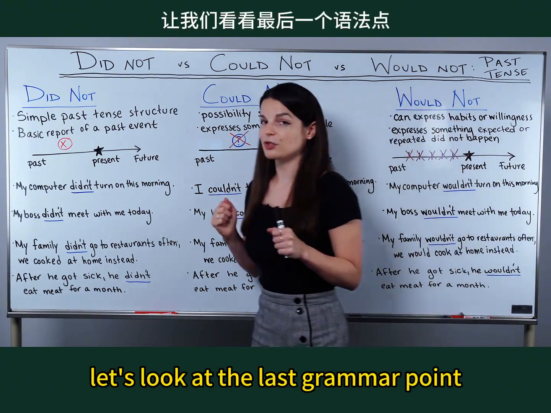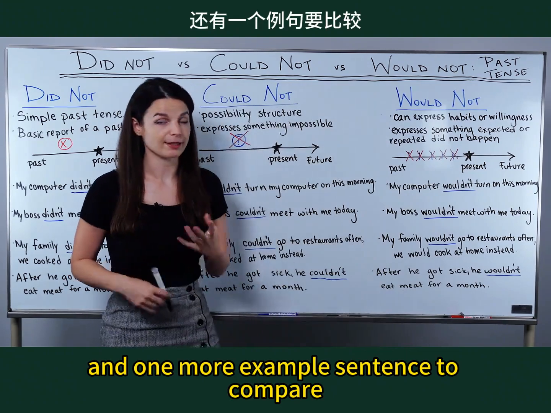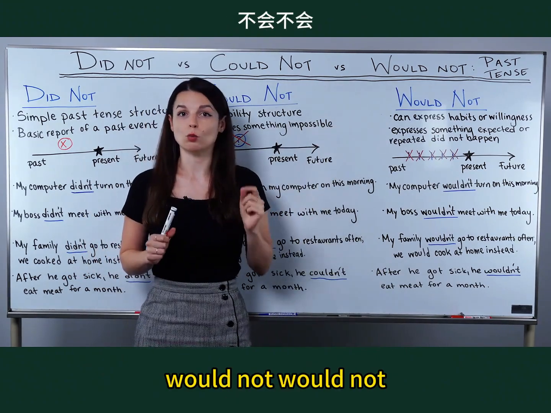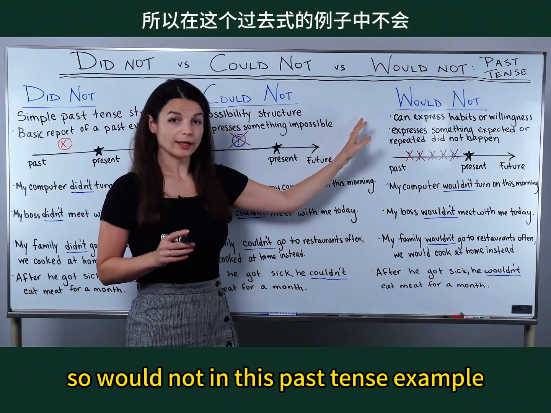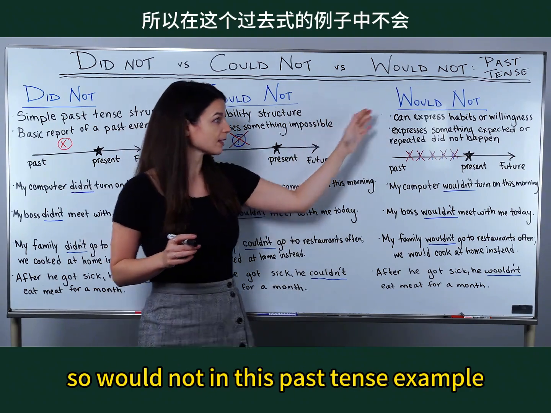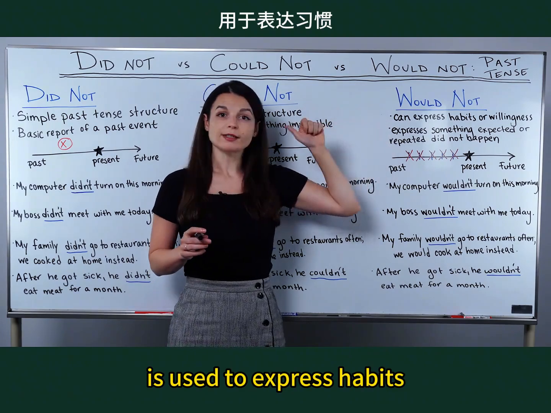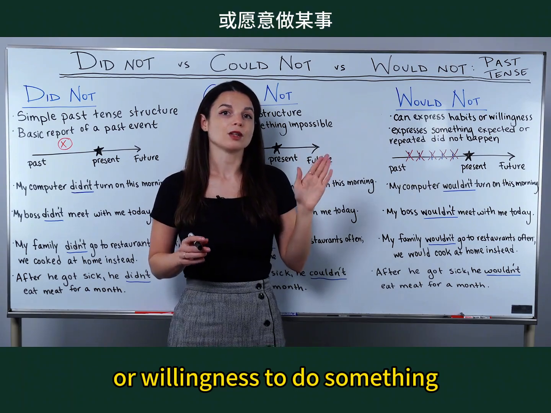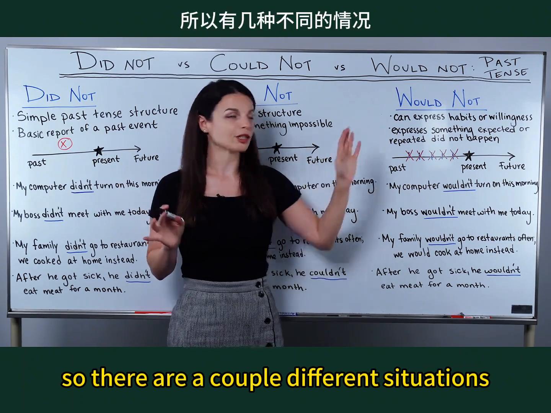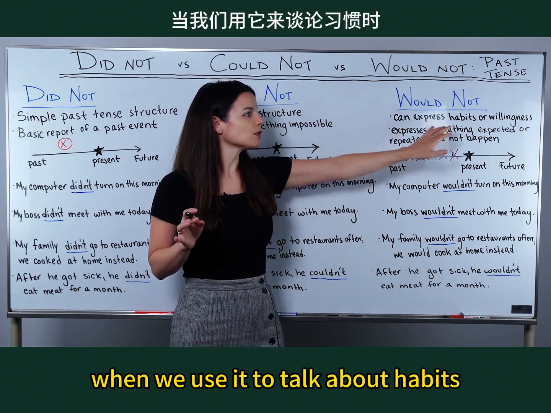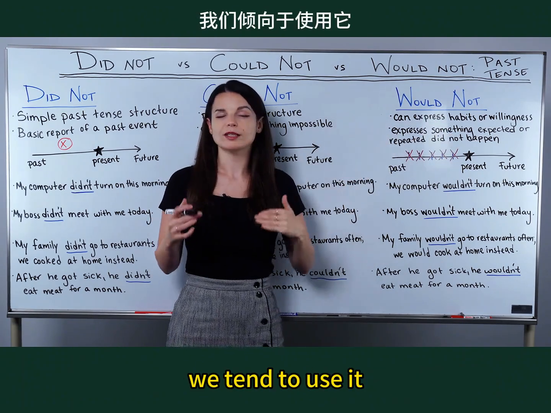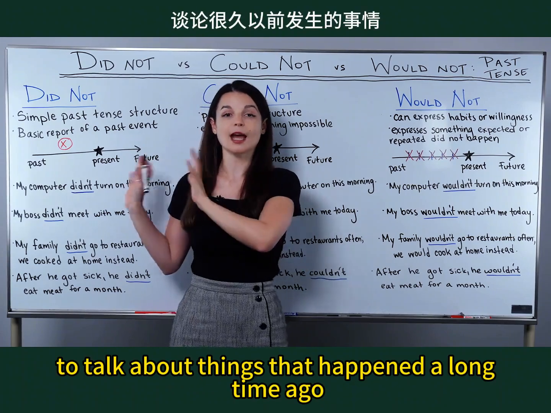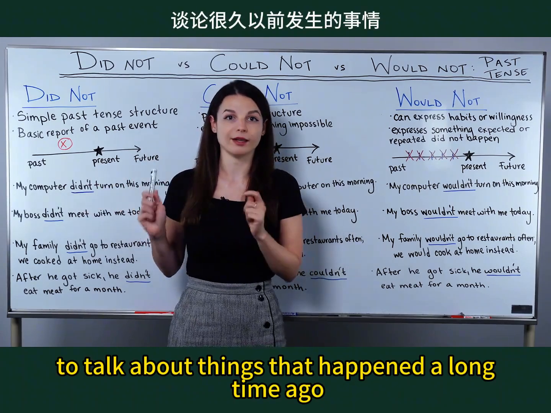Let's look at the last grammar point and one more example sentence to compare. Would not. So would not, in this past tense example, is used to express habits or willingness to do something. So there are a couple different situations we use would not. When we use it to talk about habits, we tend to use it to talk about things that happened a long time ago in the past.